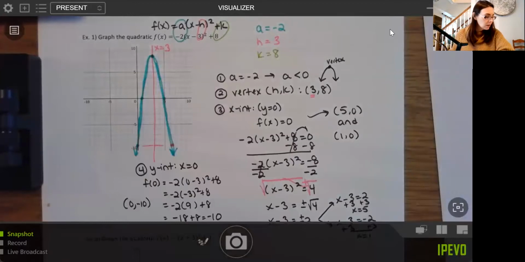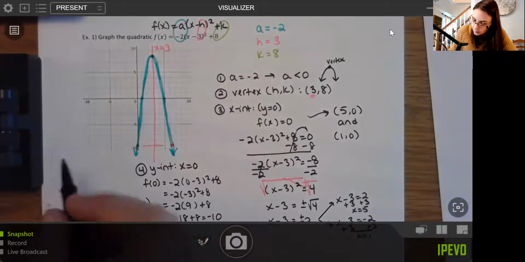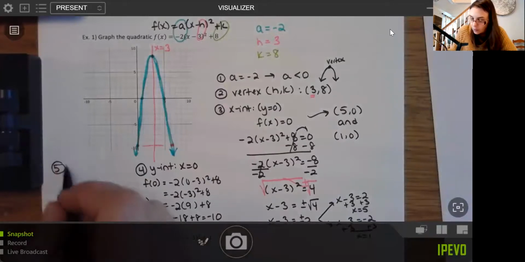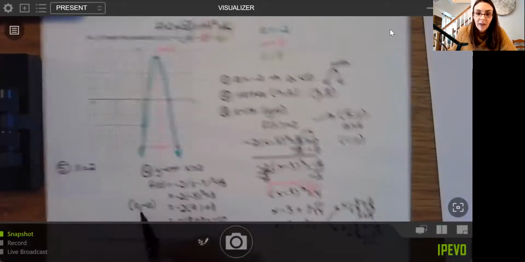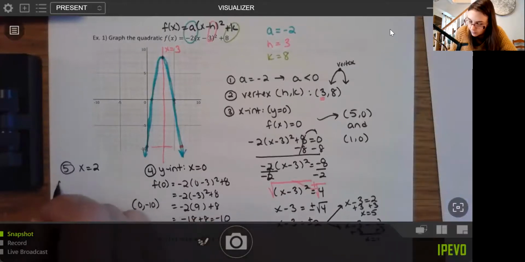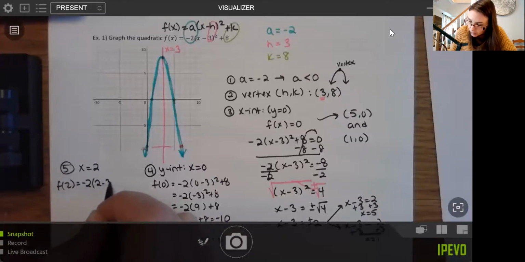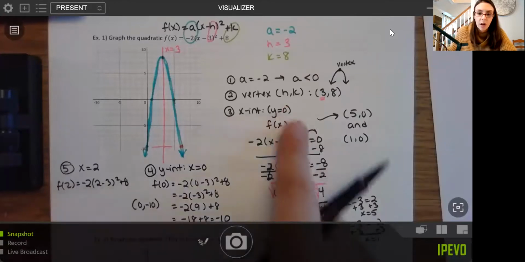Why don't we do it one time? I won't do it for every single one, but let's say you do want an extra point. You can pick any value you want to plug in. I like to pick x values here. It's going to be much easier than trying to pick a y value. This is pretty hard to solve.